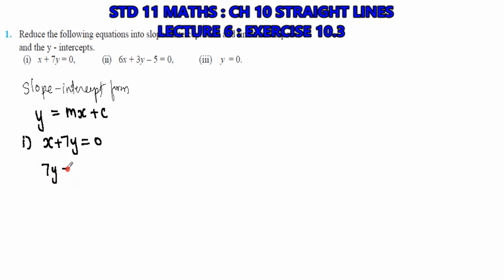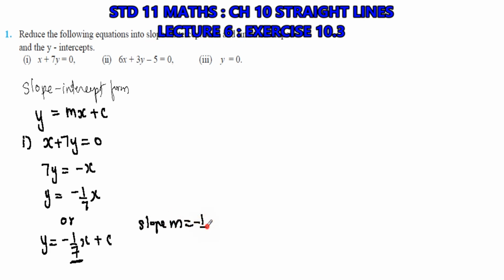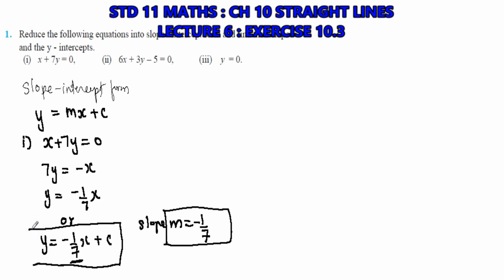So 7y is equal to minus x. y is equal to minus 1 by 7 x. Or I can write it down as y is equal to minus 1 by 7 x plus c, where I can take slope m is equal to minus 1 by 7, and this is the slope-intercept form. Here, let's see the second one.